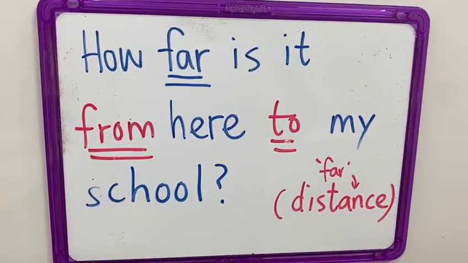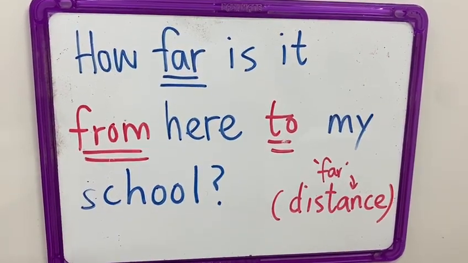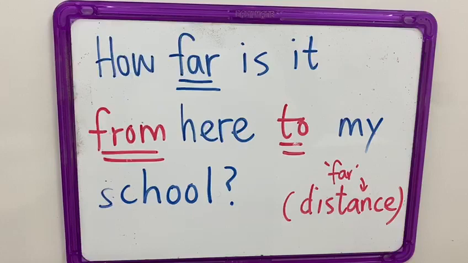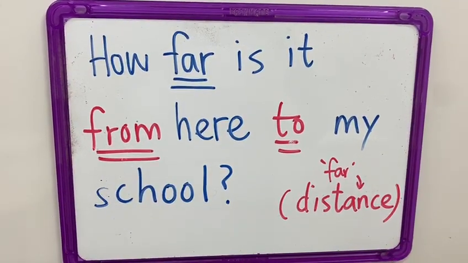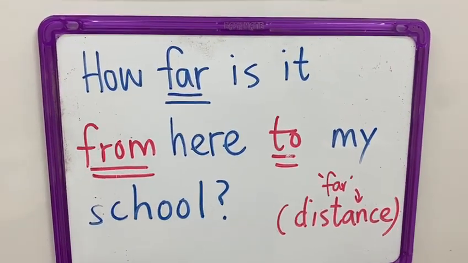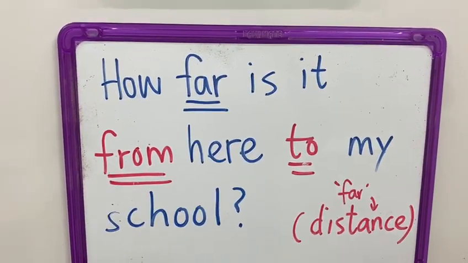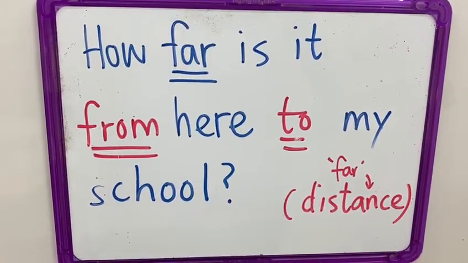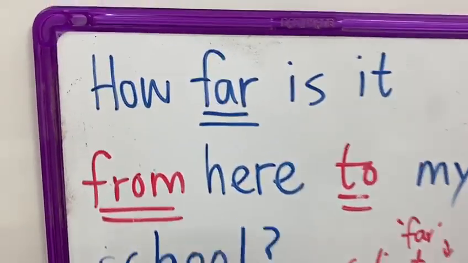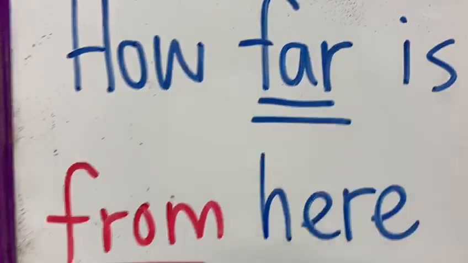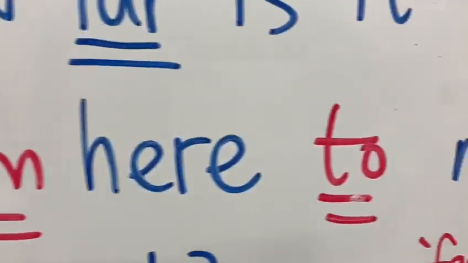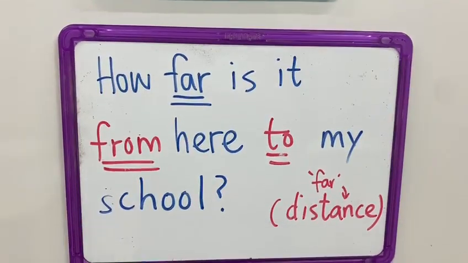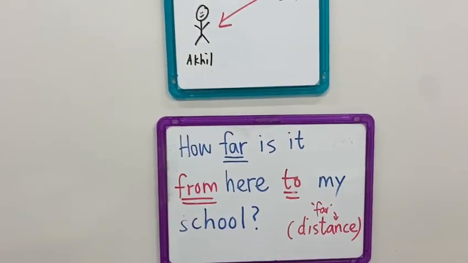Okay, so let's all repeat the question. How far is it from here to my school? Okay, you may even change the sentence and you may say, instead of saying from here, you may say, how far is it from my home to the supermarket? Okay, so remember, we're talking about the distance in here. So when you see the word far, you must have from somewhere to somewhere in your question.